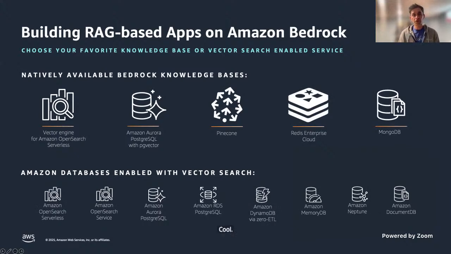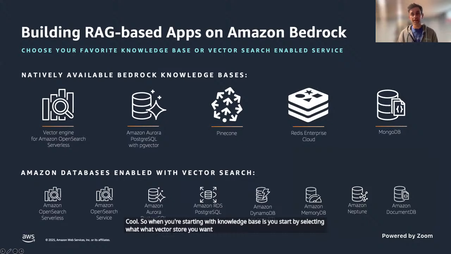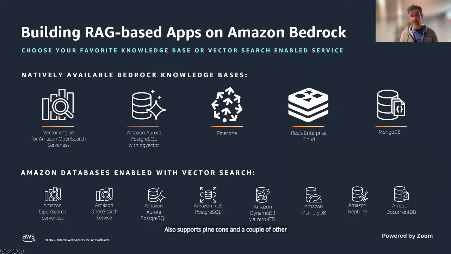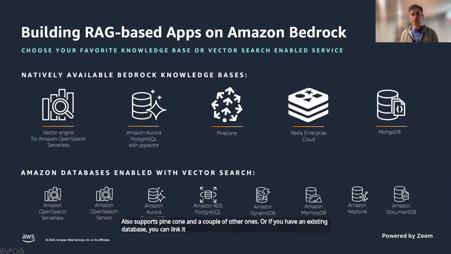So when you're starting with Knowledge Bases, you start by selecting what vector store you want to use. Our default is Amazon OpenSearch Serverless, but Knowledge Bases natively supports Postgres with pgvector via Amazon Aurora. It also supports Pinecone and a couple of other ones. Or if you have an existing database, you can link it to one of those. So you have a lot of options when it comes to what vector database you want to use.